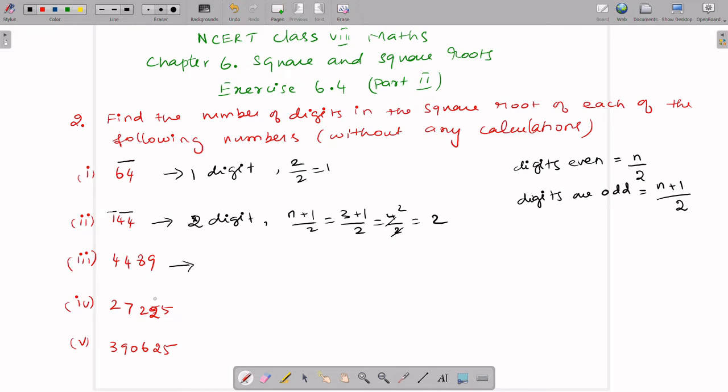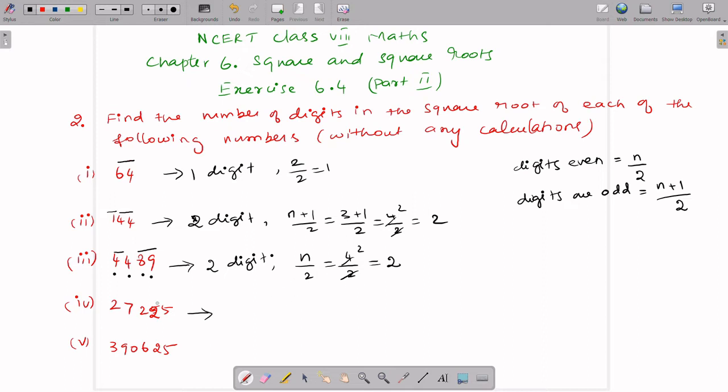And then the next one, here we have to combine these two numbers. How many combinations do we have? 2 combinations. So when finding the square root of this number, the answer will be a 2 digit number. We will check using the formula. How many digits are there? 1, 2, 3, 4. 4 digits, and 4 is even, so we use n by 2, which is 4 by 2. The answer is 2, so you get a 2 digit number. This way also you can find it.